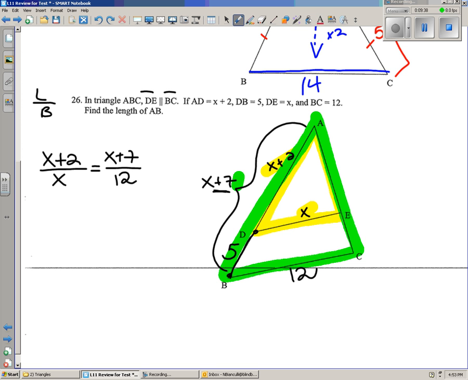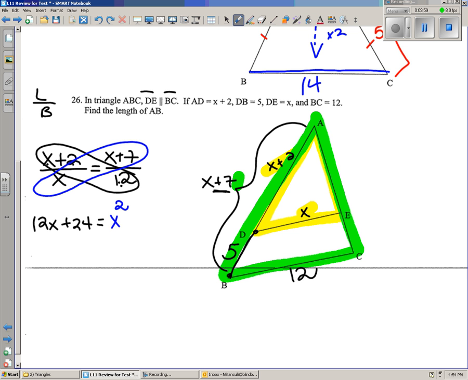All right, next up we have to distribute. This gets a little tricky. 12 times x plus 2. So 12 times x is 12x. And 12 times 2 is 24. Equals, algebra. x times x plus 7. x times x is x squared. x times 7 is 7x. So here's our algebra set up.